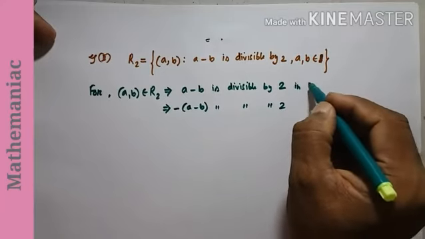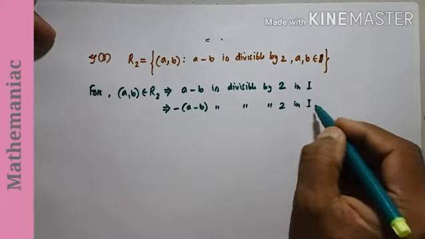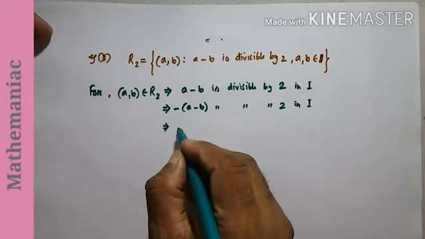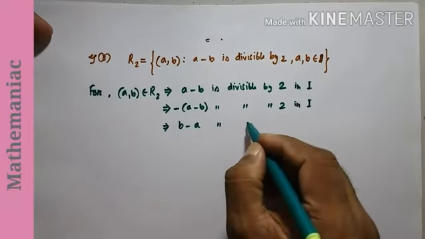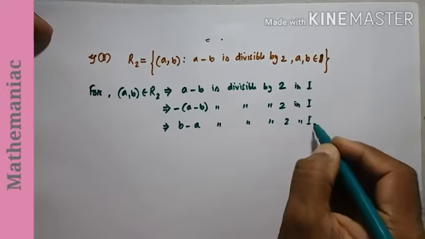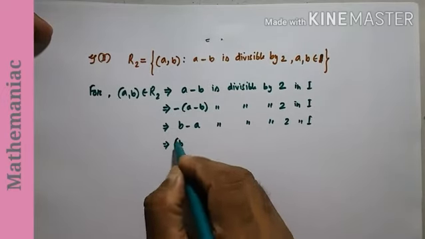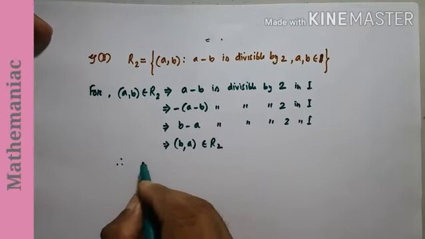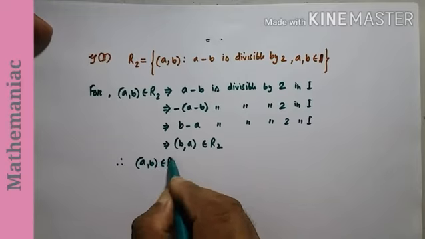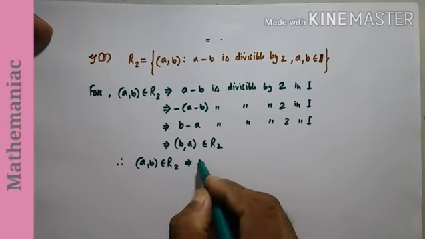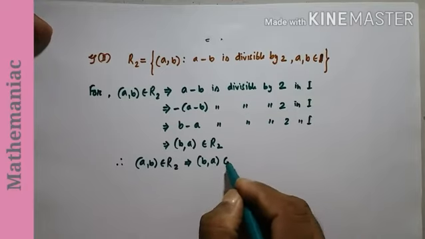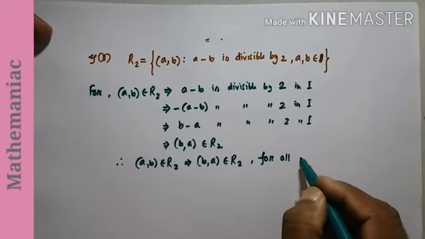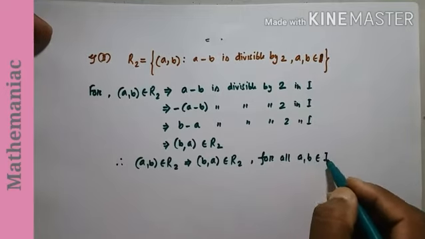This is divisible by 2 in which particular set? In the set of integers. Remember it, the result should be in the integers. So now if we simplify, we can say that b minus a is also divisible by 2 in integers. Very nice. So what we can say from here? This belongs to R2. Thus, what conclusion can you bring down now? (a, b) belongs to R2 implies (b, a) belongs to R2, and this happens for all a and b belonging to the set of integers.